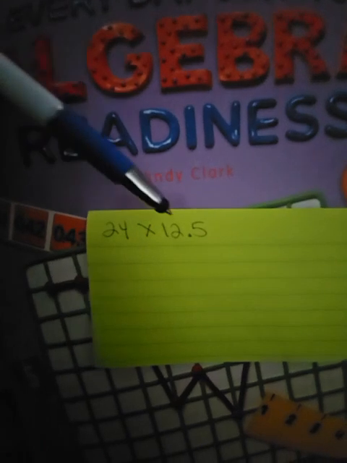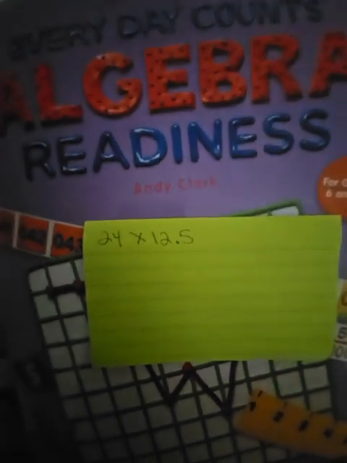24 times 12.5. And we all know the traditional way we could do this is to multiply, standard algorithm, but I don't want to do that because this comes from our Math Strat Chat with Pam Harris from Math is Figureoutable.